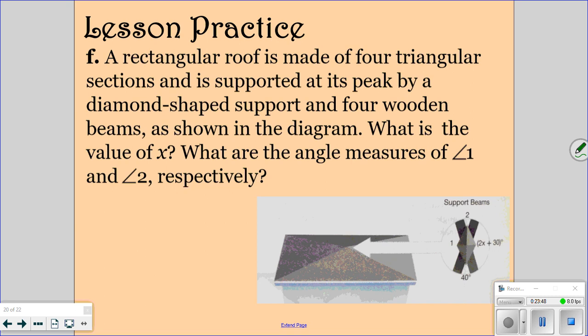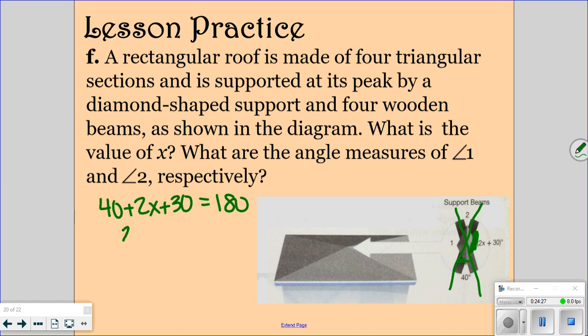For this next one, again, y'all try it, and then I'll go over the correct answer. So it says we have a roof that has 4 triangle sections, and it puts it over here for you. And it wants to know the value of x, and then angles 1 and 2. So if I make these lines, this angle here is 40 degrees, and this angle is 2x plus 30. And together they have to equal 180 because they're a linear pair. So 40 plus 2x plus 30 would have to equal 180.